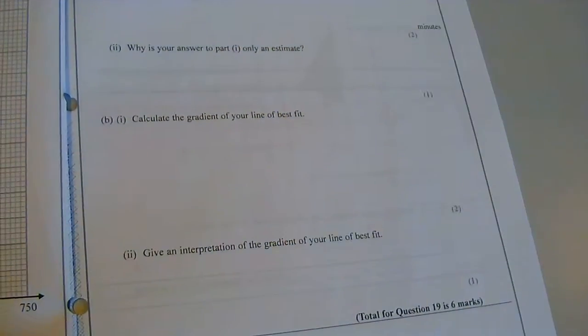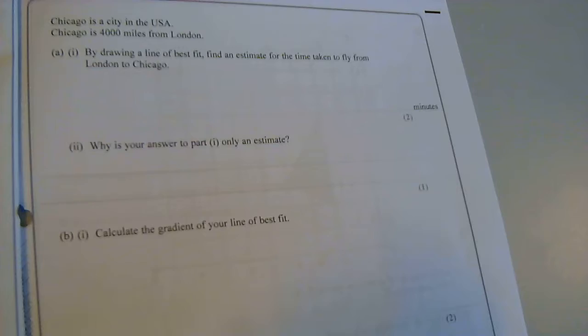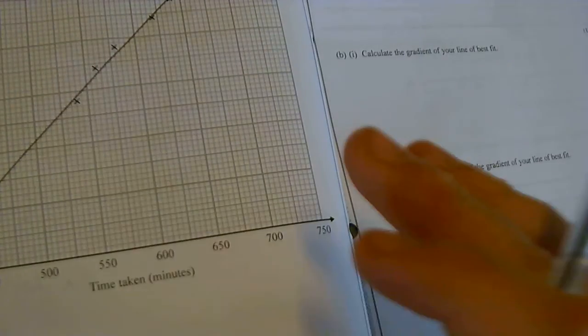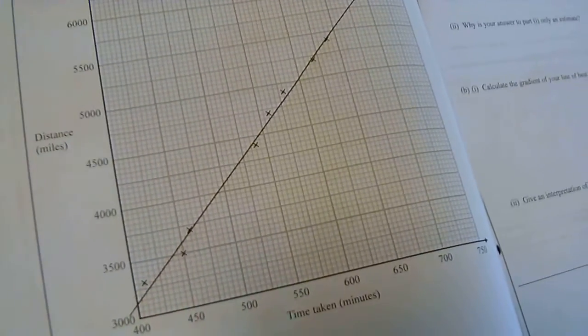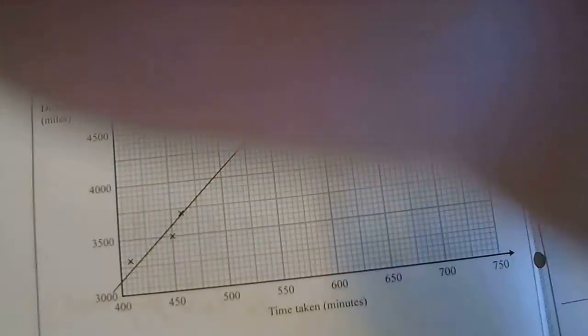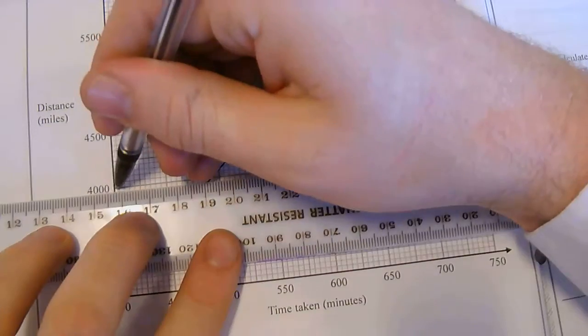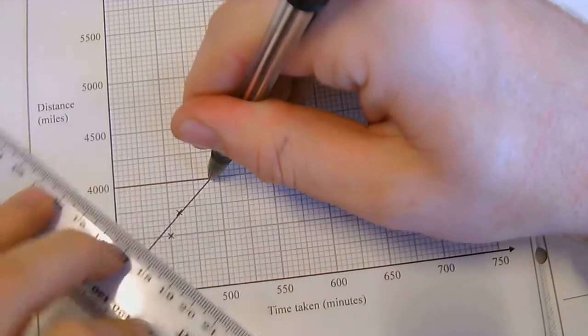Okay, so Chicago is a city in the USA. Chicago is 4,000 miles away from London. By drawing a line of best fit, find an estimate for the time taken to fly from London to Chicago. The graph clearly shows how far you travel and how long it's going to take. So we're going to go 4,000 miles, and then we need to estimate how long that's going to take. So 4,000 is there. That's why you need the line of best fit. Go there and come down.